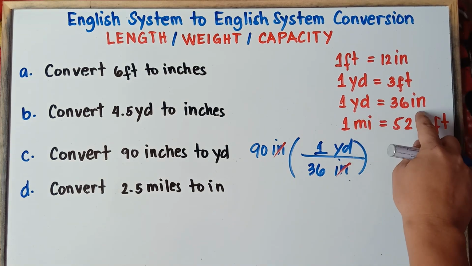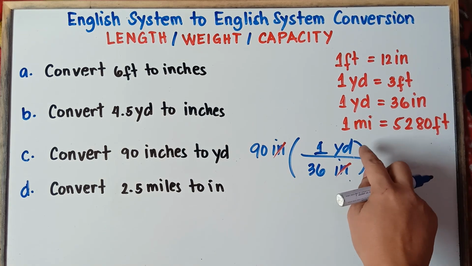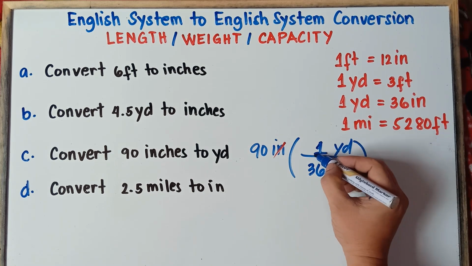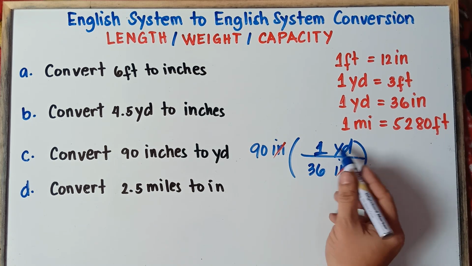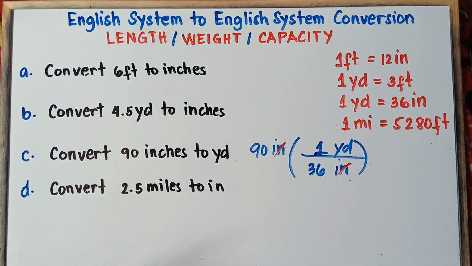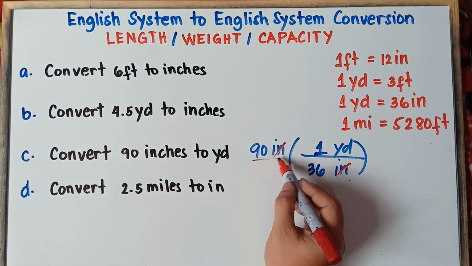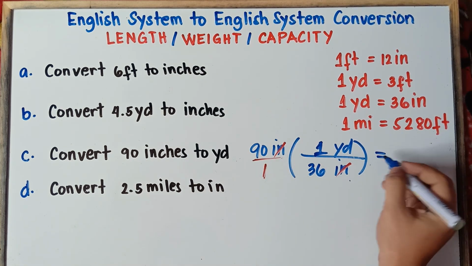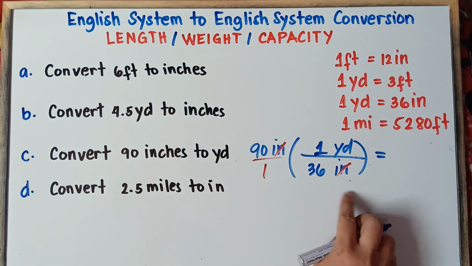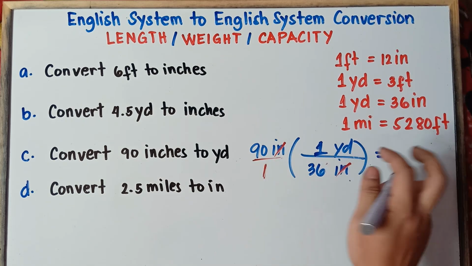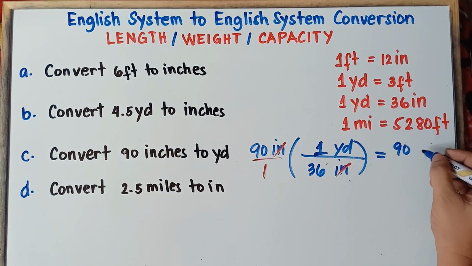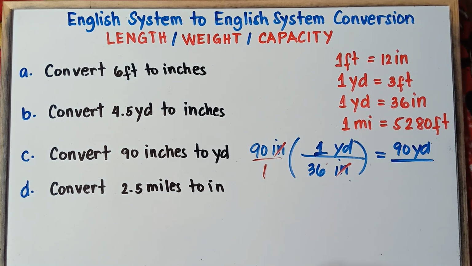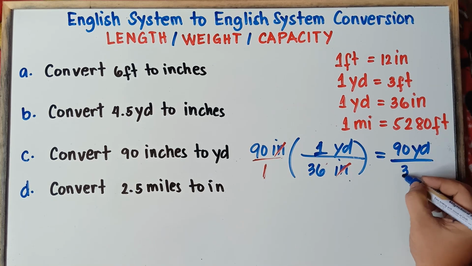1 yard is equal to 36 inches, and our unit on the numerator is yard, so therefore it should be 1 over 36. 1 yard is equal to 36. And then you put over 1 here for our numerator. Understood that there's 1 here. Simply multiply the numerators and then multiply the denominators. So 90 times 1, that would be 90. Copy the units, yard. And then 1 times 36, that would be 36.